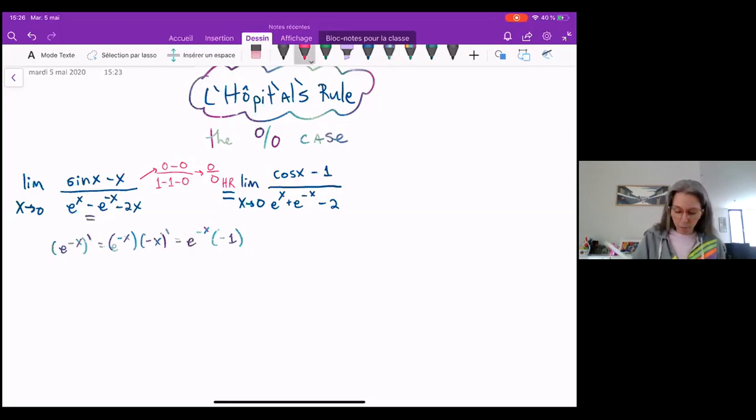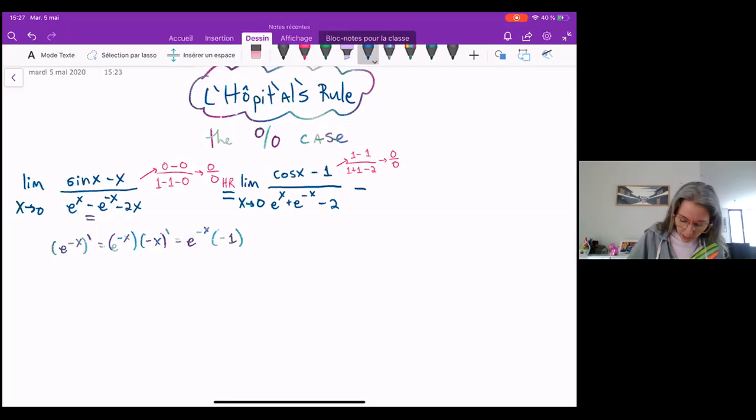All right, now we plug in again. Cosine of 0 is 1. So here I get 1 minus 1 over 1 plus 1 minus 2, which guess what? Gives me 0 over 0 again. So this is still our indeterminate form. Normally, before immediately applying L'Hopital's rule, we would simplify, except there's really not much simplification to be done here.